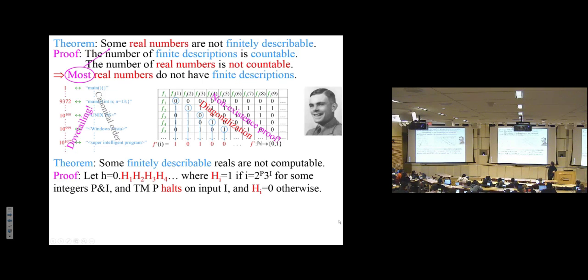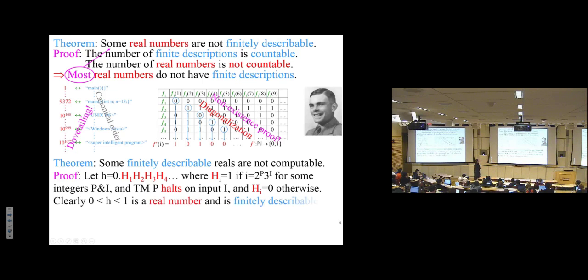So basically, you can take these digits and encode pairs of numbers with each digit. So h sub I is equal to 1 if I is equal to 2 to the p, 3 to the I for some integers p and I such that the program p halts on input I. So I'm encoding a pair of program and input as a single number, I. And if that program halts on that input, that single digit h sub I is 1, otherwise it's 0. And all the numbers here, zeros and ones for the h's, will encode all possible instances of the halting problem. How many get this? It's a dovetailing argument.